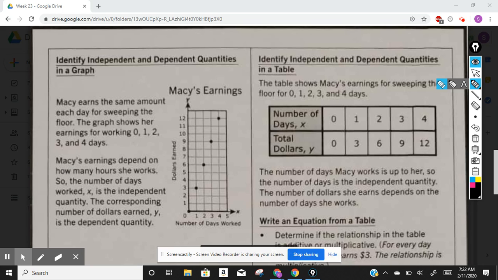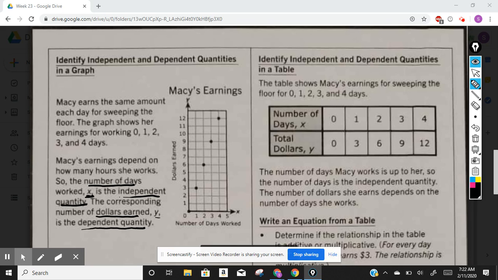Macy's earnings depend on how many hours she works. So the number of days worked, X, is the independent quantity. Please underline that. Number of days, X, independent quantity. The corresponding number of dollars earned, Y, is the dependent quantity. Okay, so the independent quantity is the thing that's happening or that controls everything, and the dependent quantity depends on what happens in the independent.